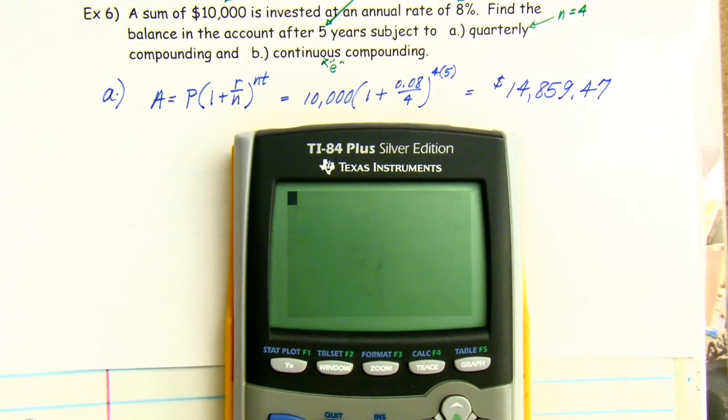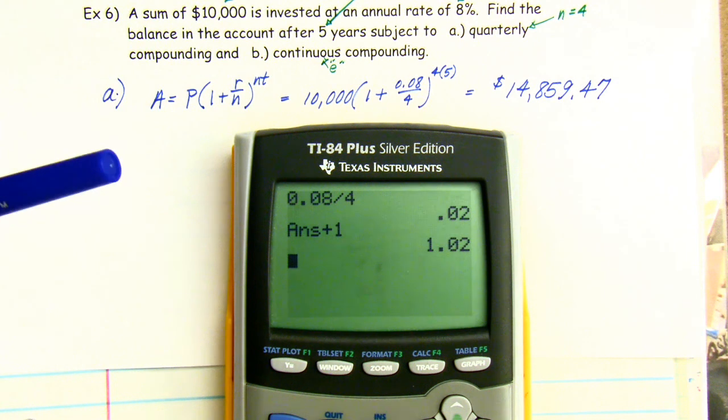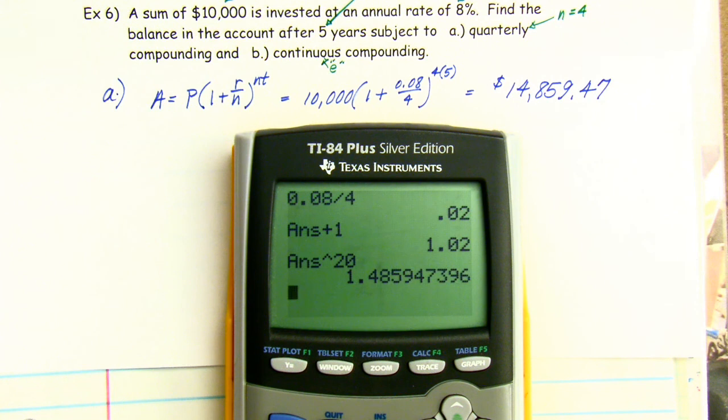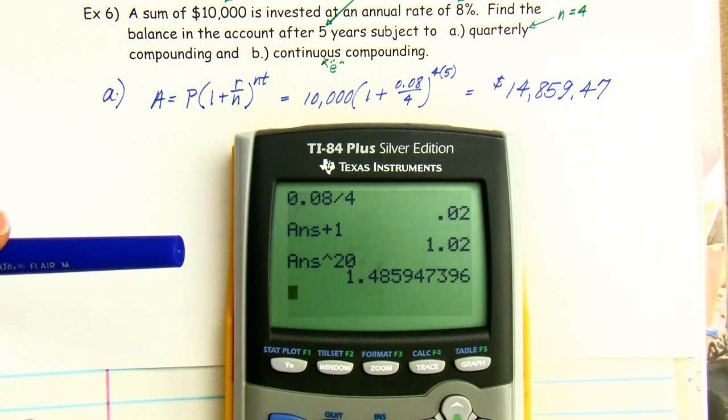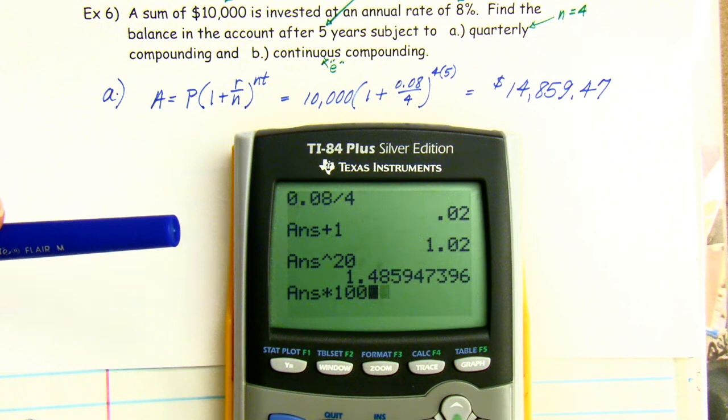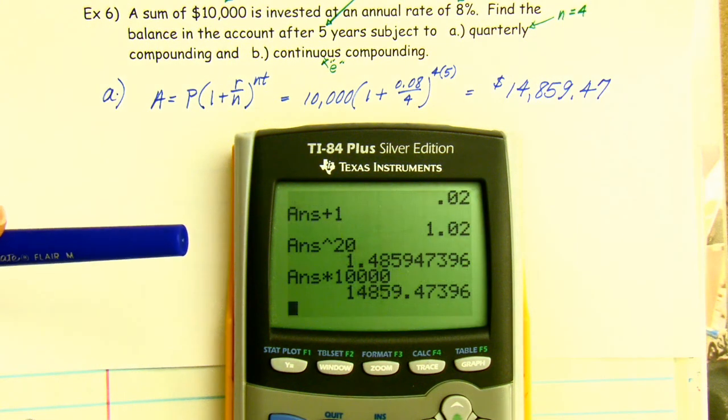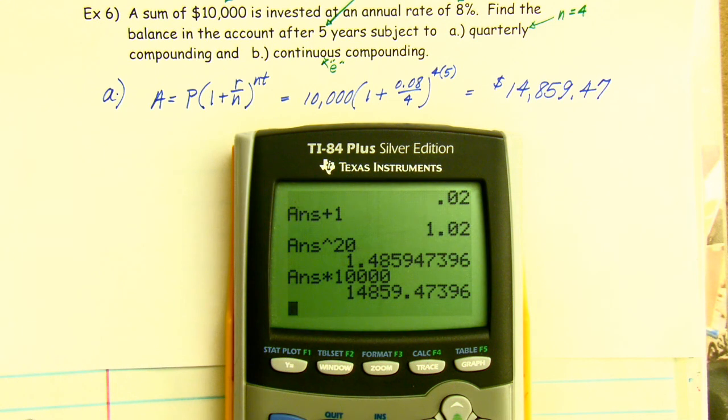Well, first of all, I would do what's inside the grouping. I would do 0.08 divided by 4, and I would hit equals. After I hit equals, I would add 1, because that's what's inside the grouping. Now I'm going to raise that grouping to the 20th power, because 4 times 5 is 20. And then, once I get that result, I'm going to multiply by 10,000. $14,859.47. Folks, you have to round to 2 places here because it's money.